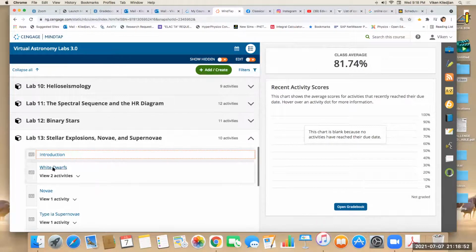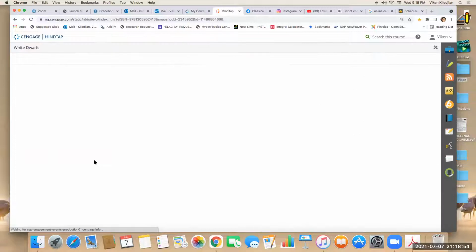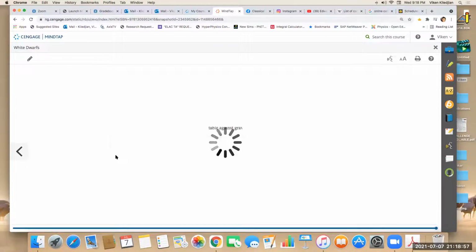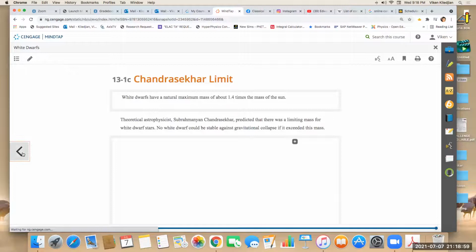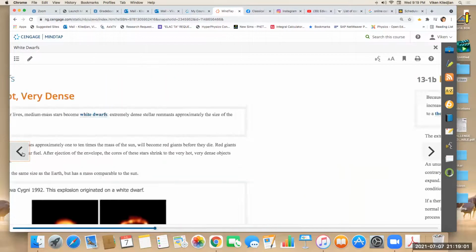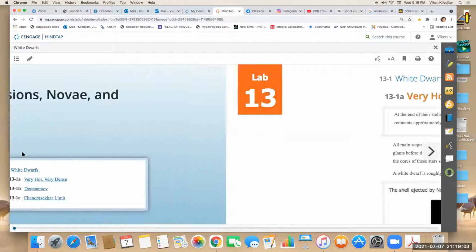So now we go to white dwarf. I have to make sure that on this one, I always start with the first page. I think that's the first one. Yeah, okay.